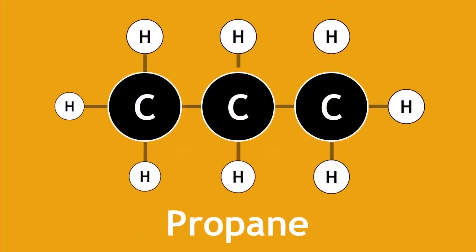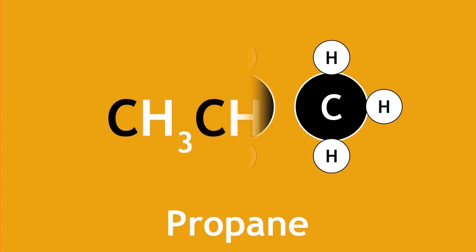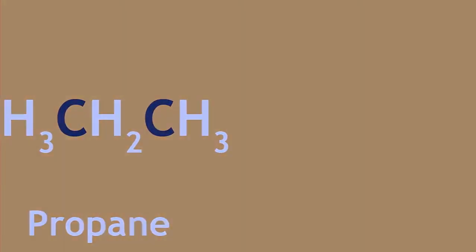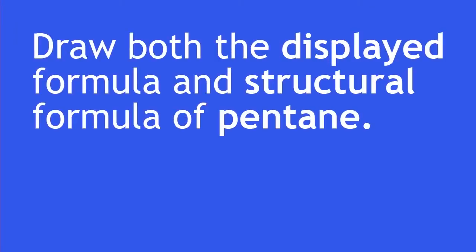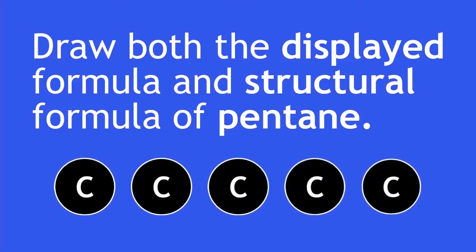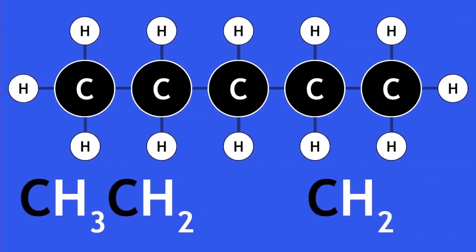First, the displayed formula of propane. If we then take out the lines representing the covalent bonds and group our atoms together in the order they are arranged, we make the structural formula of propane. Pause the video now and try and draw both the displayed formula and structural formula of pentane, which has 5 carbon atoms. Here is the displayed formula of pentane, and here is its structural formula.